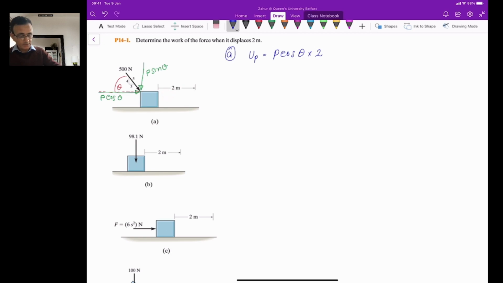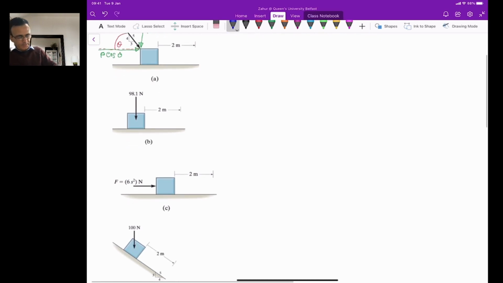So in this case, you are given P, which is 500, and the cos of the angle can be calculated from this small triangle. So cos of the angle is 3 divided by 5, into 2. From here you can calculate the work done, which would be 600 joule, which is Newton meter.